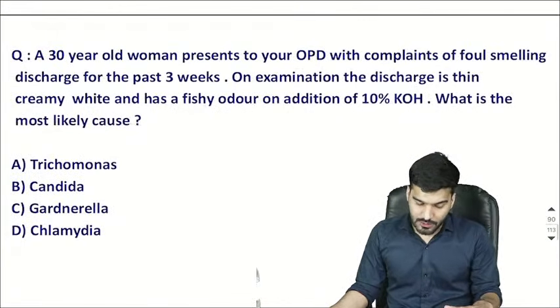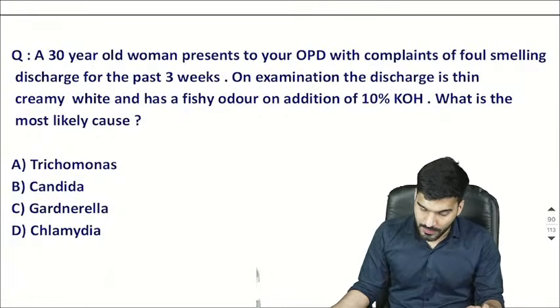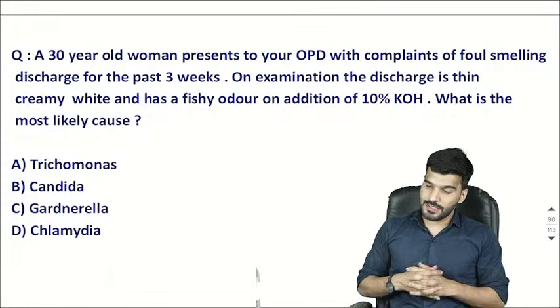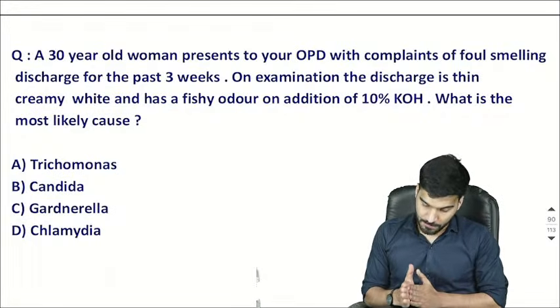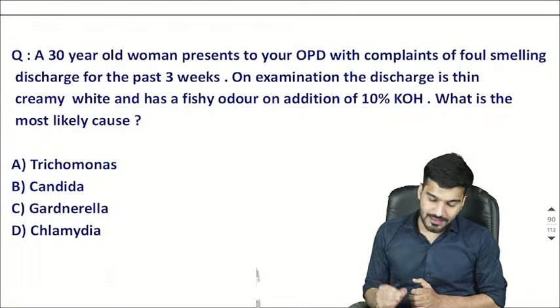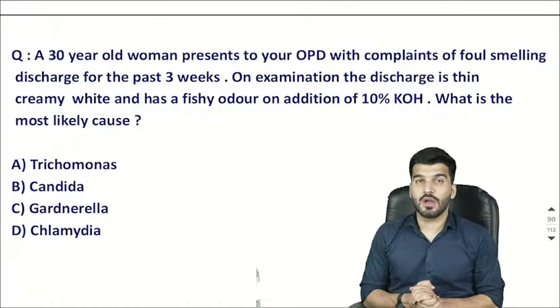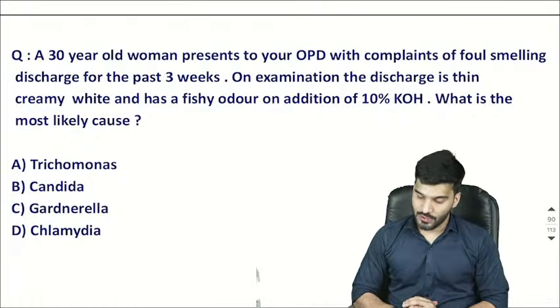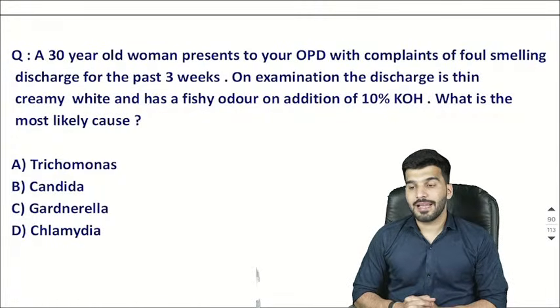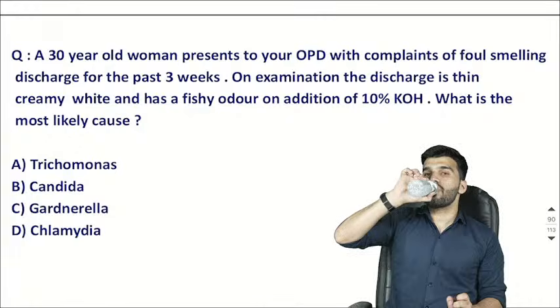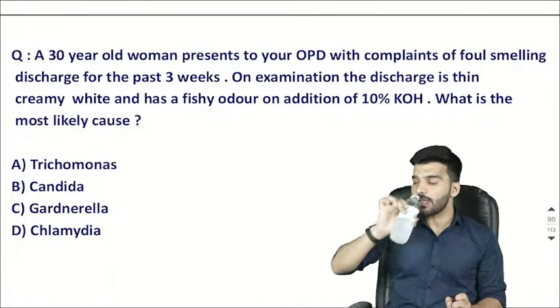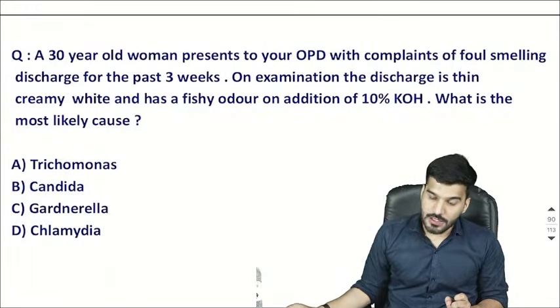Next to that, the next question that will always be in your exams is from vaginitis. A 30-year-old woman presents to your OPD with complaints of a foul-smelling discharge for the past 3 weeks. On examination, the discharge is thin, creamy white, and has a fishy odor on the addition of 10% KOH. What is the most likely cause? So what will be your answer for this question?